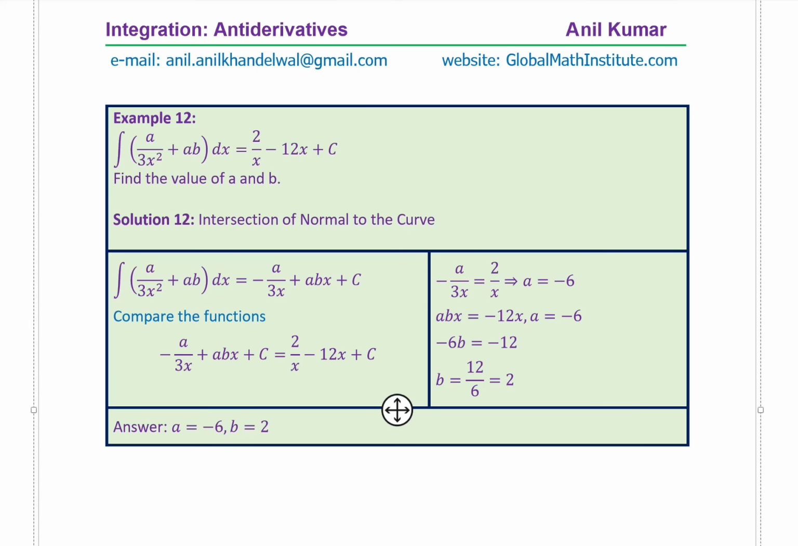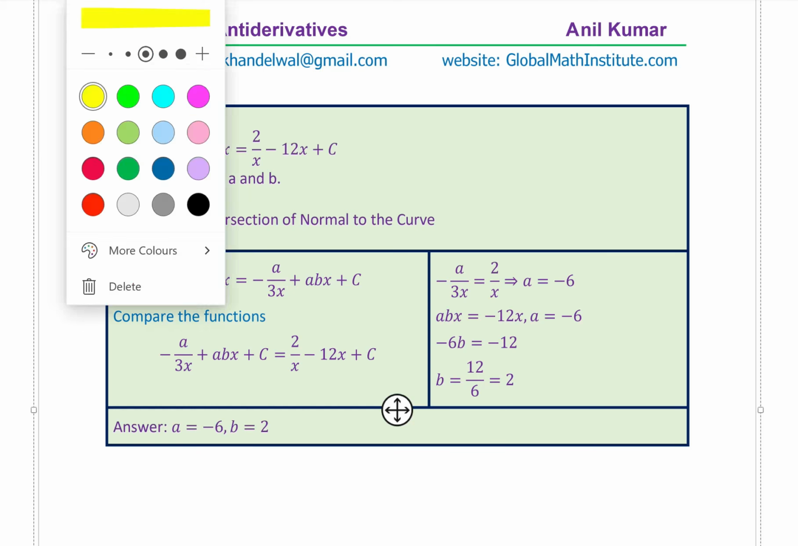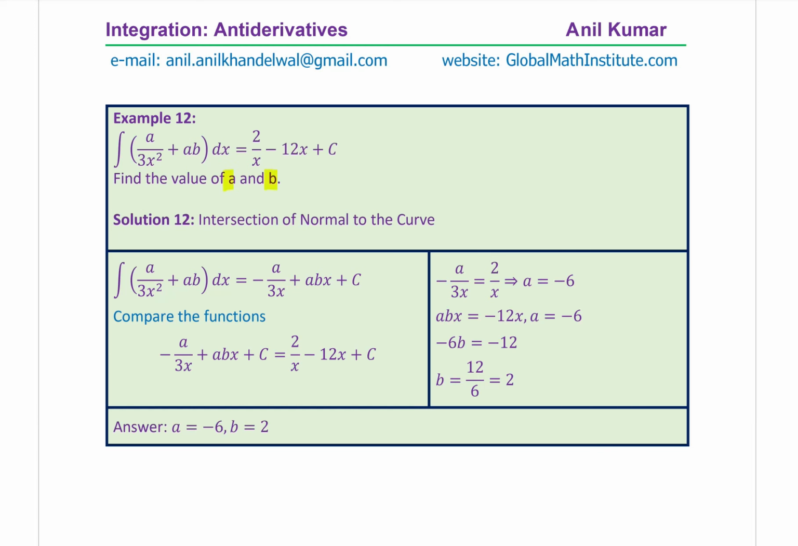Last three examples to go. Here is question number 12 for us. We need to find the integral of a over ax squared plus ab dx. We are already given that this integral is 2 over x minus 12x plus c. We need to find the value of a and b, right? So the question here is to find the value of a and b when the integral is given to us, right? So let's see how to do it.